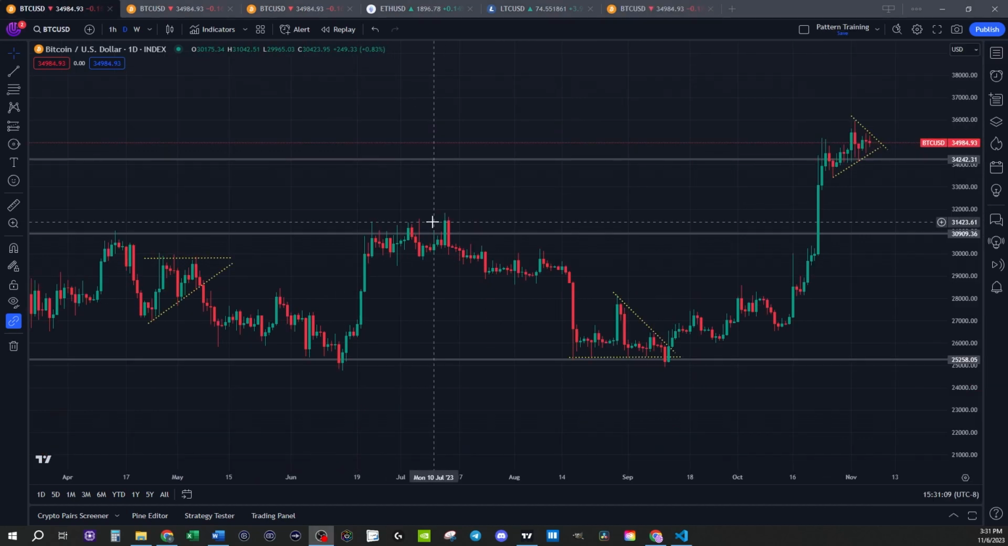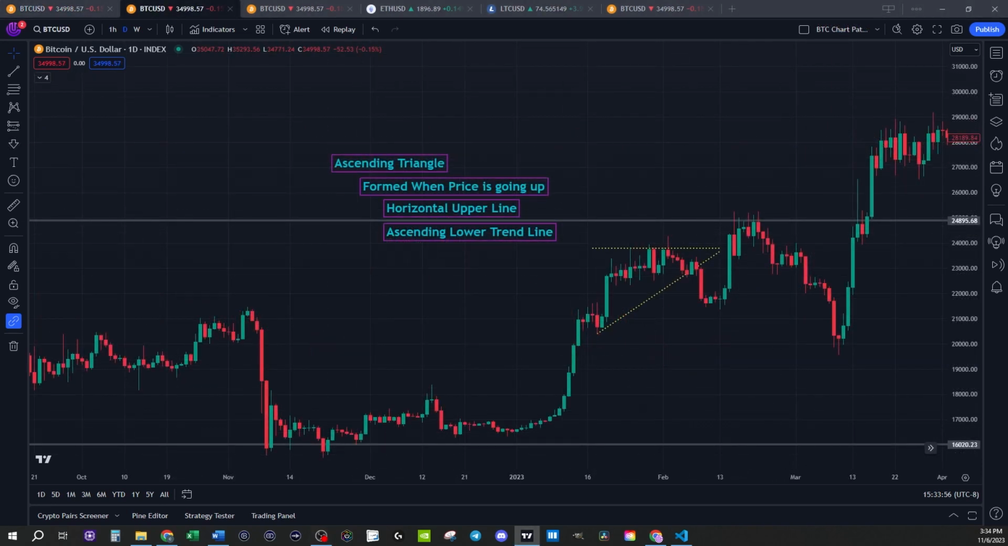First up, triangles. Triangle patterns fall under the continuation pattern category. In theory, once identified, they can possibly signal a trend continuation after a slight stall in price action. The 3 types of triangles we'll be going over are ascending, descending, and symmetrical. Ascending triangles form when price is ascending. It's characterized by a horizontal upper trend line with a rising lower support line. Price is expected to continue upwards because the lower line shows a series of higher lows.